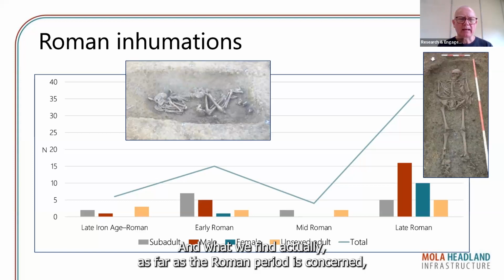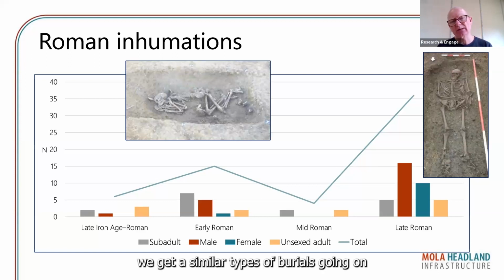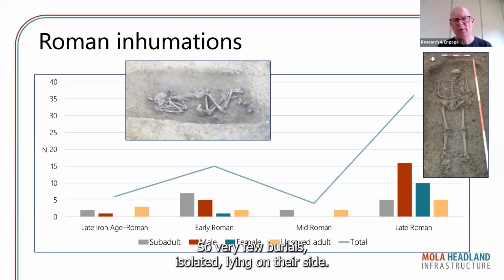And what we find, as far as the Roman period is concerned, is that we get similar types of burials going on into the mid-Roman period. So very few burials, isolated, lying on their side. I think 10 out of the 11 inhumations we found were buried on their sides in a crouched position.